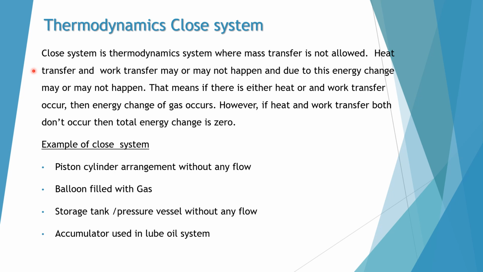So examples of closed system: piston cylinder arrangement without any flow, balloon filled with gas, a storage tank or pressure vessel without any flow. An accumulator is one device used in a lubrication system, which is also considered as a closed system.